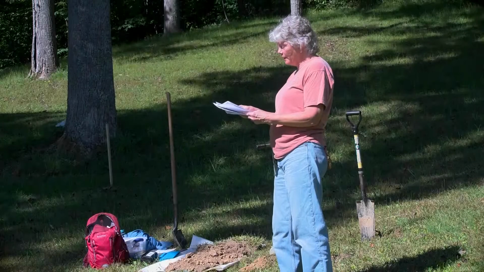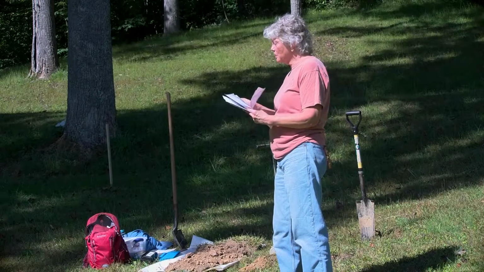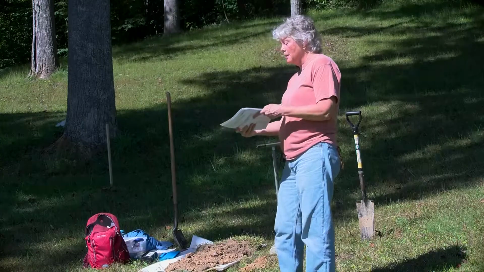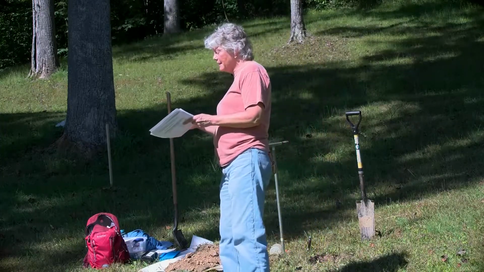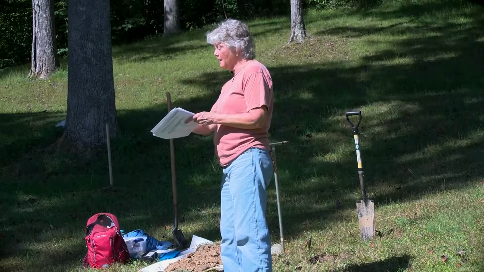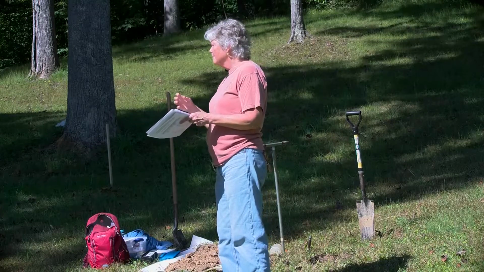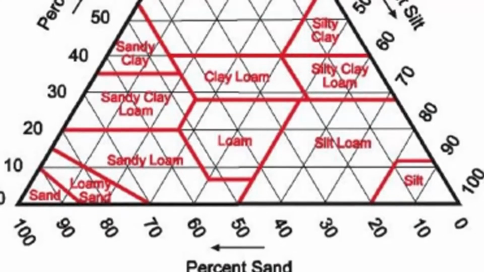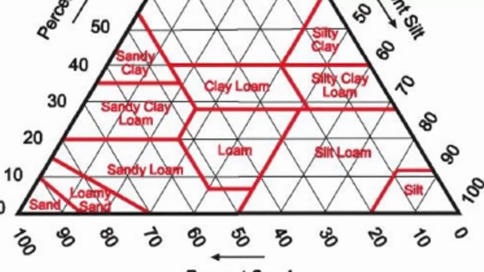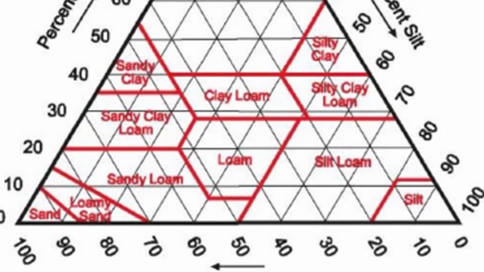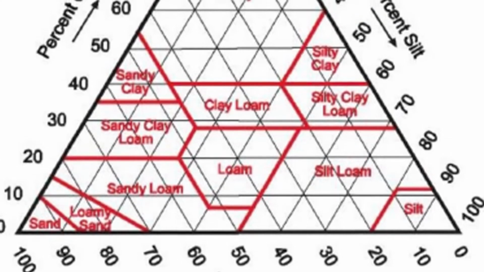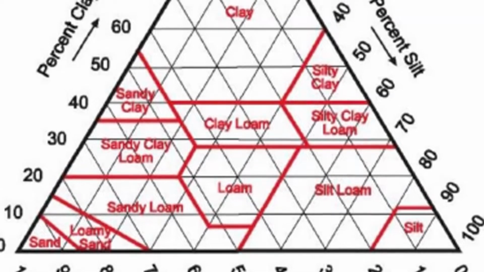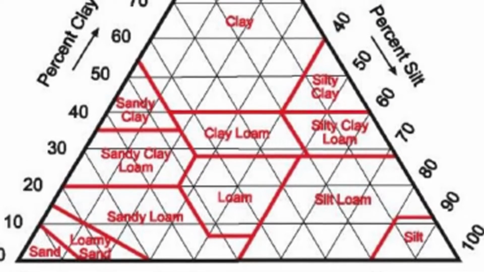So the way we look at texture is we use a textural triangle. And you see, since it only exists with sand, silt, and clay, that's why it has 3 sides. And the 3 different kinds of particles have to add up to 100%. If they don't, you haven't created the right numbers. For instance, silt from 0 to 100, sand from 0 to 100, and clay from 0 to 100.